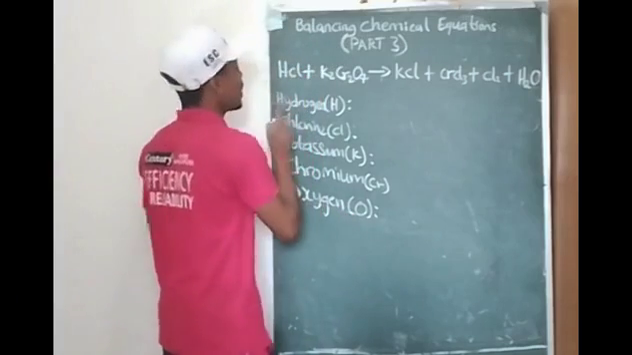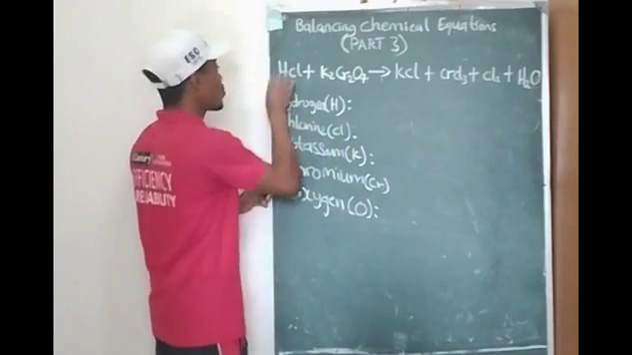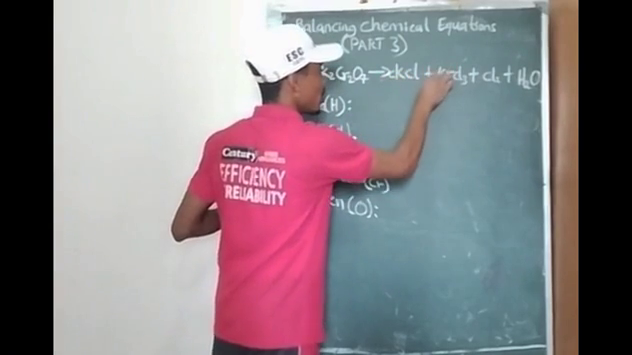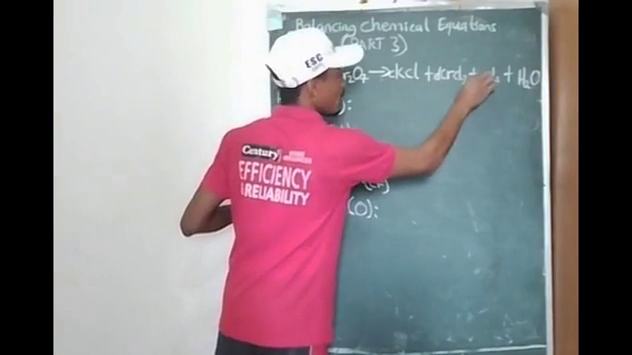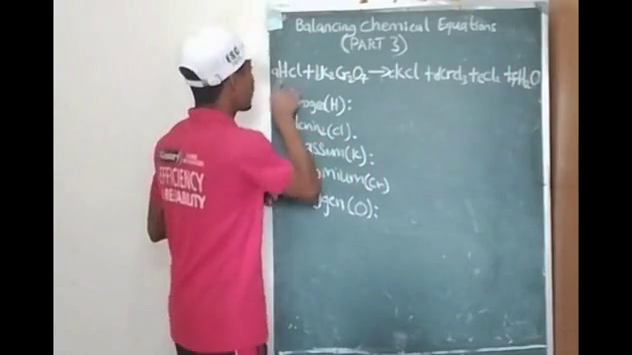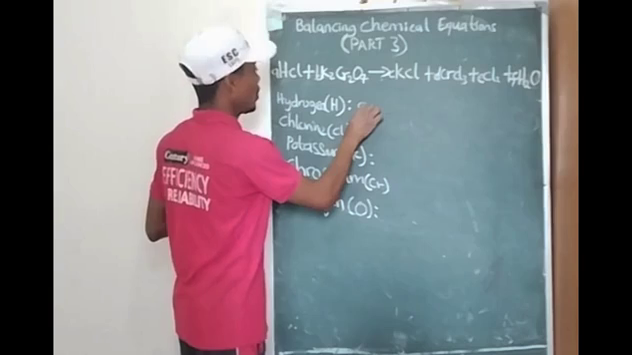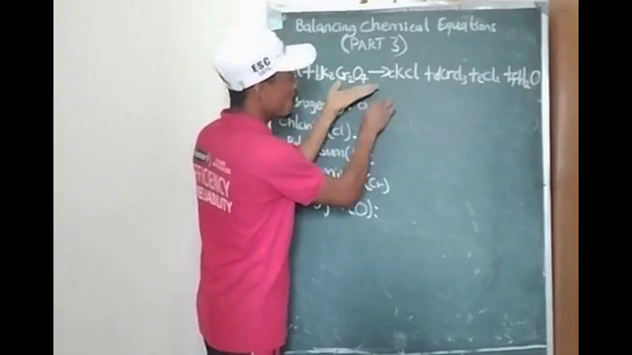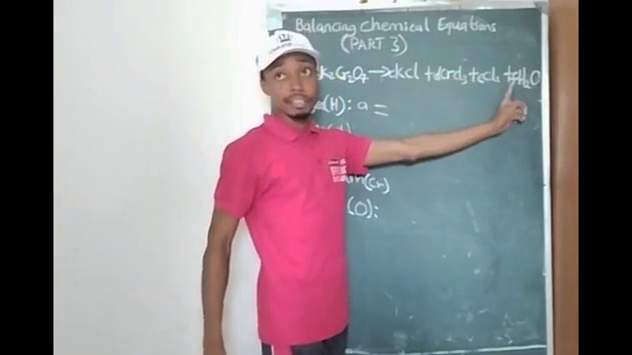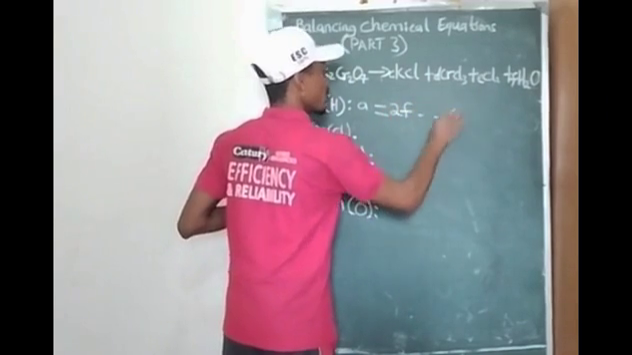So for hydrogen, remember, we are going to assign moles. This is A, this is B, this is C, this is D, and this is E and F. So for hydrogen, 1 atom times A, so that is A. Any other hydrogen? No. 2F. So A equals 2F. This is equation 1.